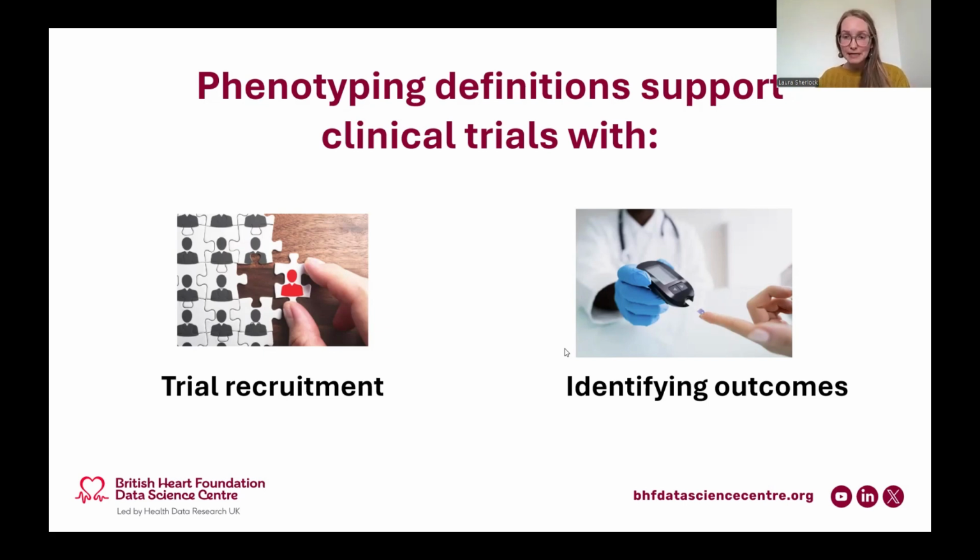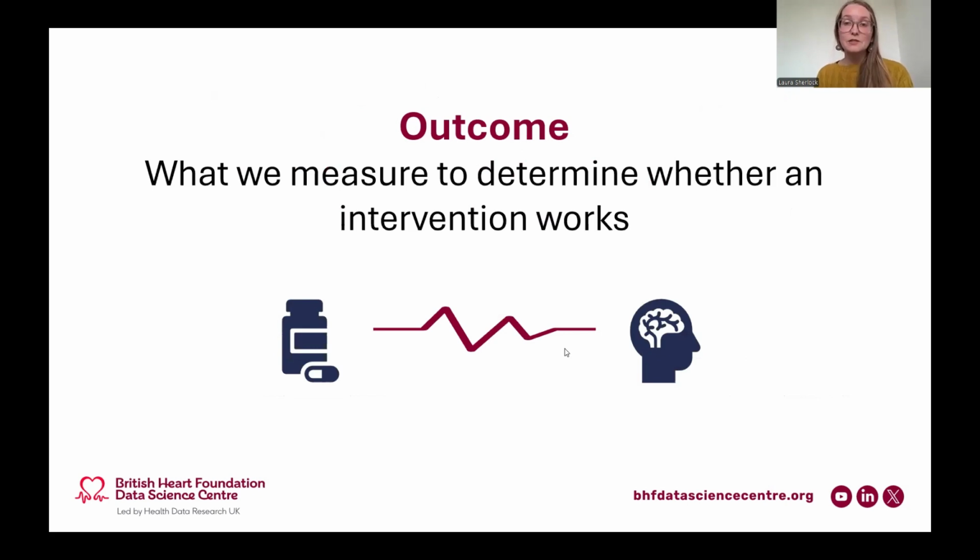But recruitment is only half of the challenge, and we also need to determine whether an outcome has occurred or not. And this is another area in which phenotyping definitions can help support trials. But firstly, I'm just going to take it back to basics for a minute to explain what an outcome actually is. So in a clinical trial, we usually want to test the impact of an intervention like a drug or a lifestyle change.